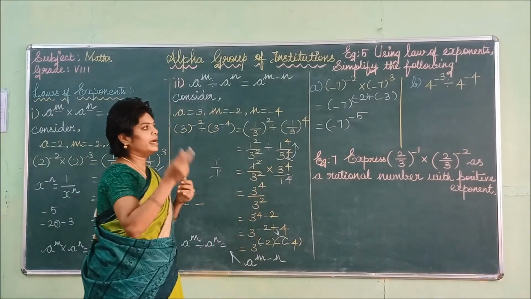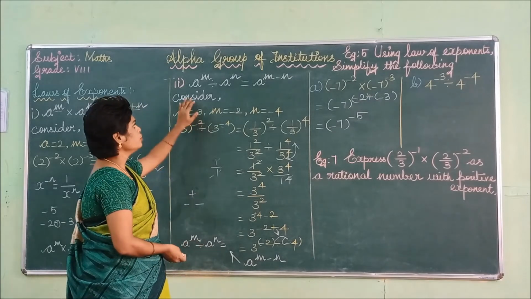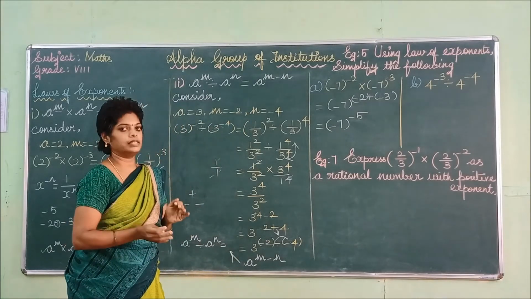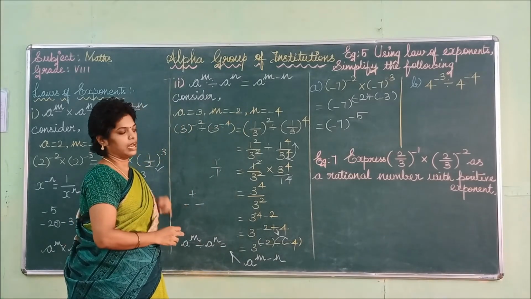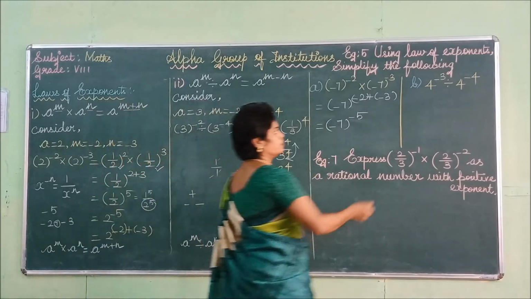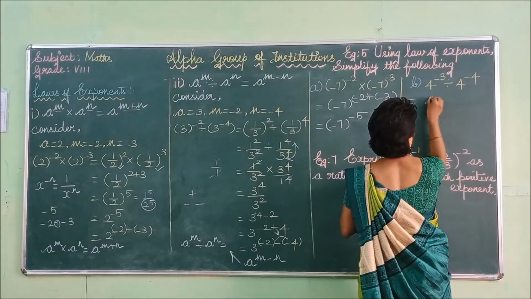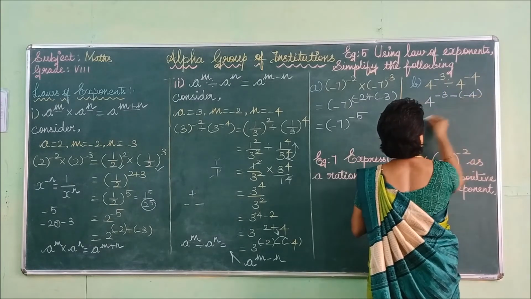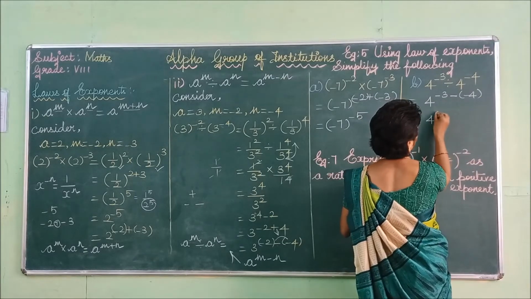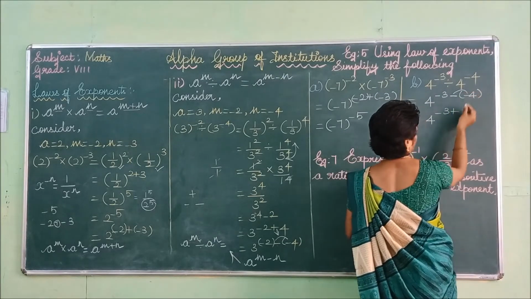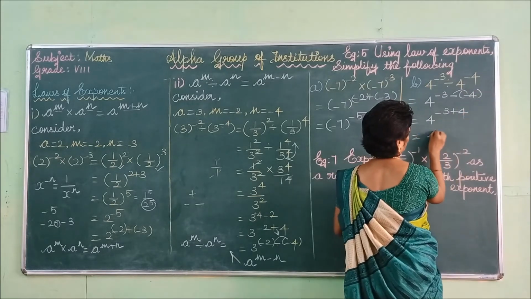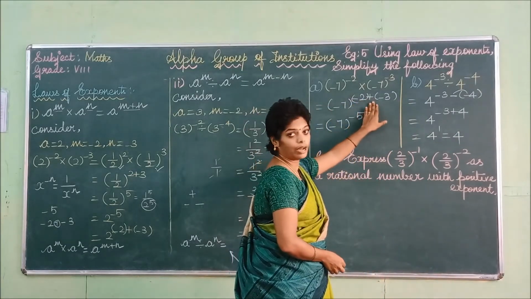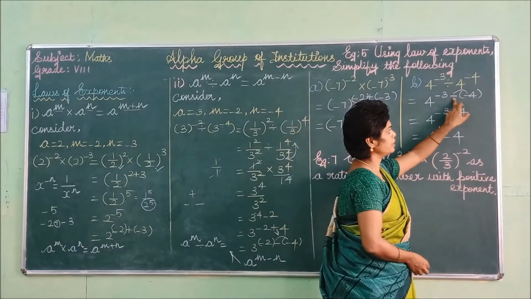So see the second problem. 4 power minus 3 divide 4 power minus 4. Use the second law. A power m divide a power n, which is equal to a power m minus n. So if it is division, you can use the second law. Powers must be subtracted. 4 power minus 3 minus minus 4. So that is 4 power minus 3 minus into minus what? Plus. So 4 power 1. That is again 4. So if it is multiplication, you have to add the powers. If it is division, you have to subtract the powers.